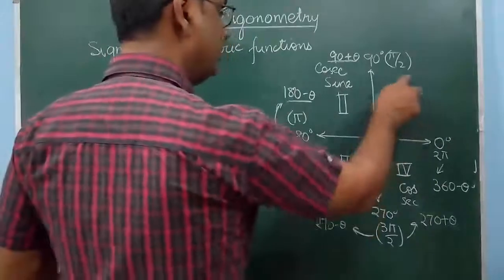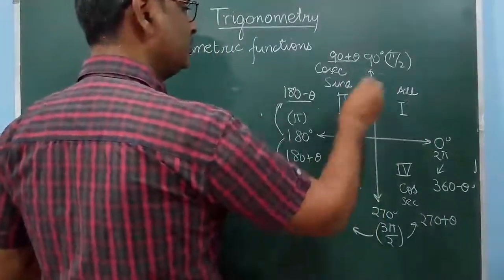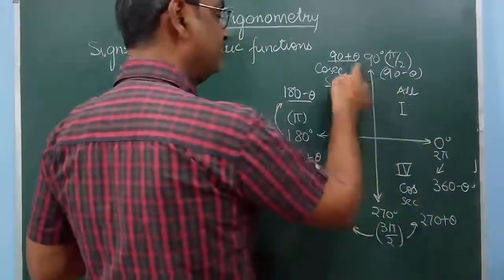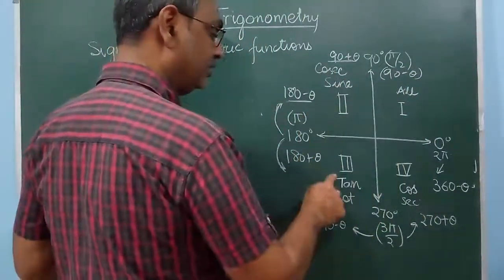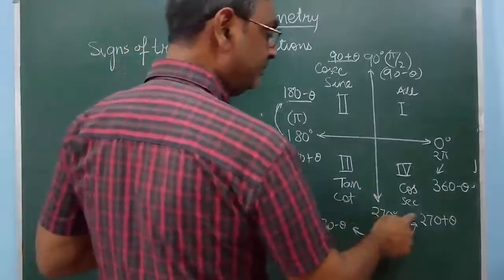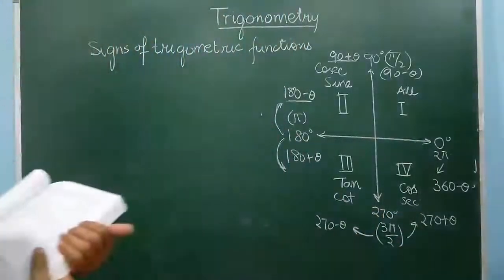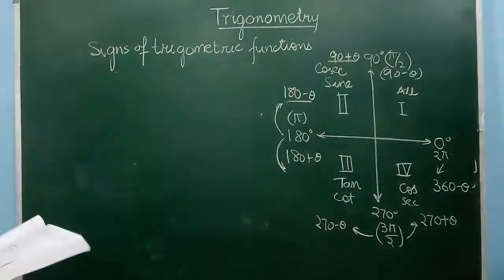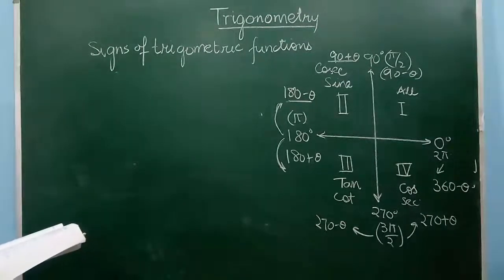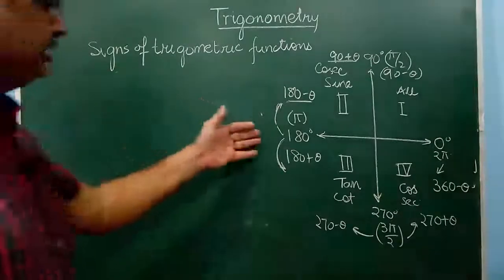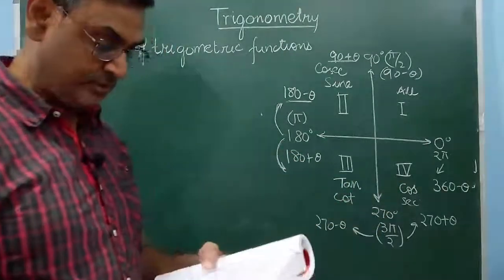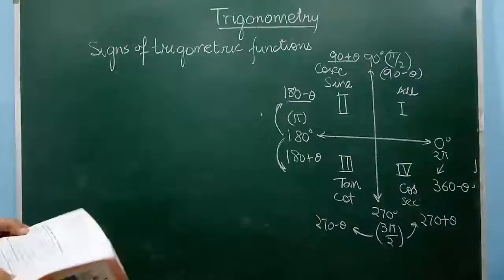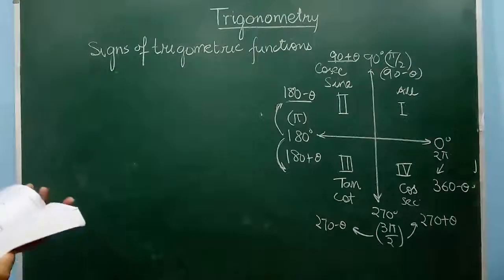All means all trigonometric functions within 0 to this, and this is 90 minus theta. Less than 90, more than 90, less than 180, more than 180, less than 270, more than 270. So first quadrant is 0 to 90, second quadrant is 90 to 180, third quadrant is 180 to 270, and fourth quadrant is 270 to 360.